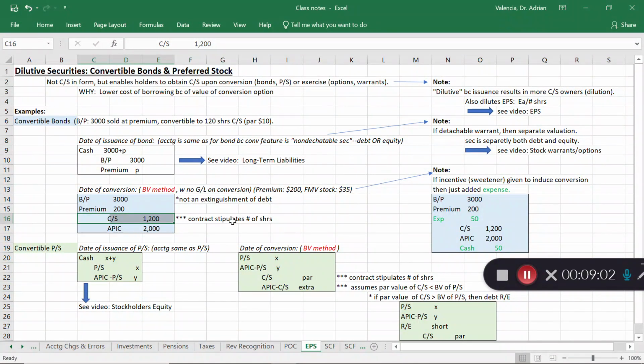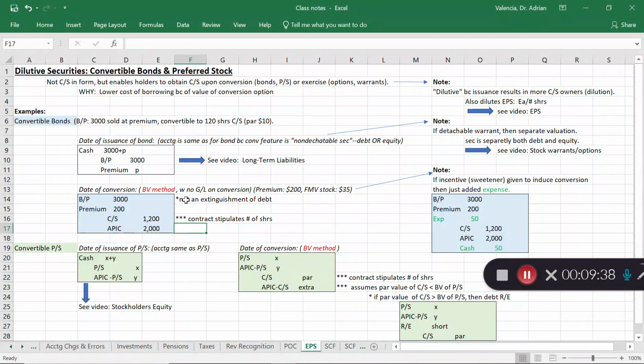So if you recall, the bond says that these bonds can be converted to 120 shares. So we would go in here and multiply 120 shares times the par value, and that's where I'm getting this $1,200. And this is stipulated in the contract, right? So that's why we use the book value method. And then the remaining amount to make this entry work, which is $2,000, goes into additional paid-in capital for the common stock.